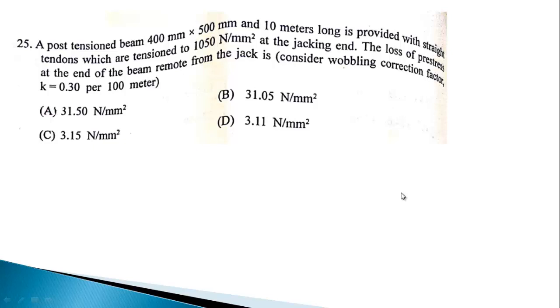It's given as: the post-tension beam 400 mm into 500 mm, 10 meters long, is provided with straight tendons which are tensioned to 1050 Newton per mm square at the jacking end. The loss of pre-stress at the end of the beam remote from the jack is? So to find the loss of pre-stress, it's a pre-stress numerical, so it's only for B.Tech. I think diploma holders will not get this question. So we have to find the loss in pre-stress.